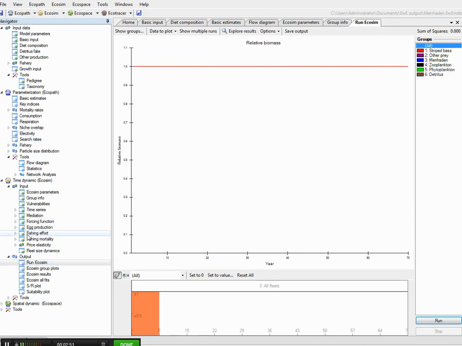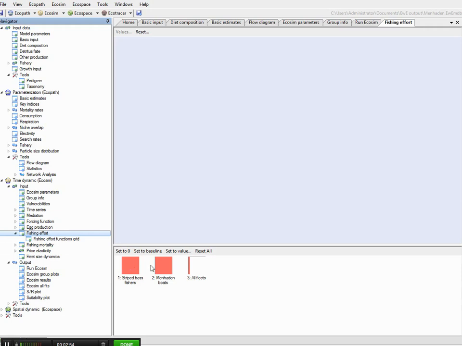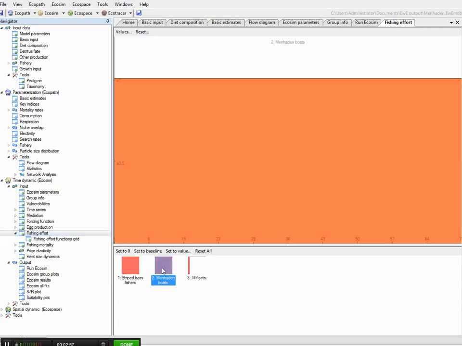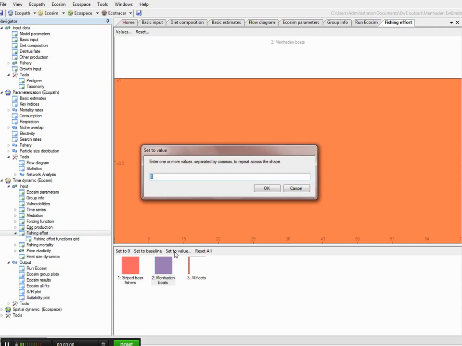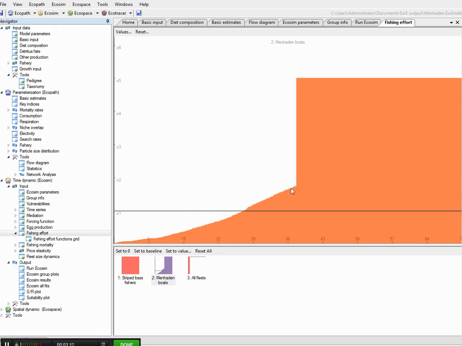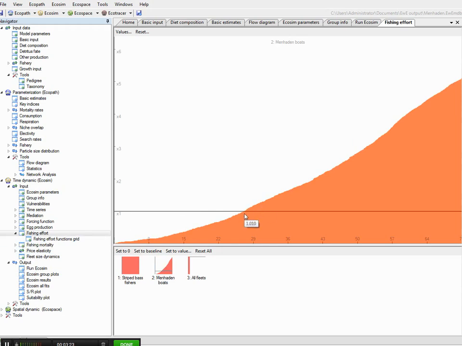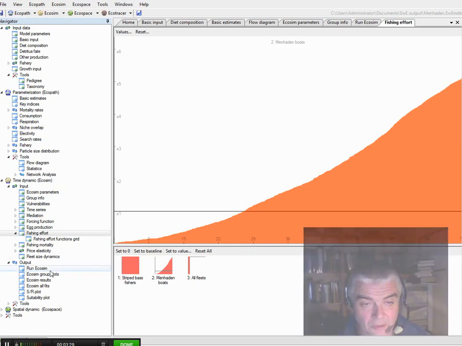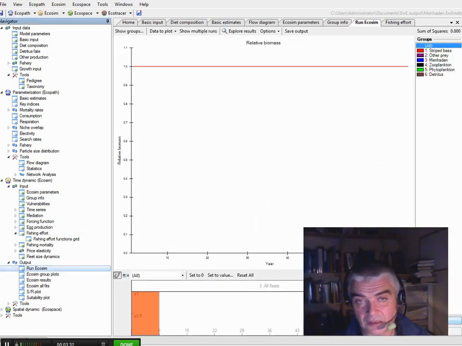Now we want to change the fishing effort, so we click on fishing effort. We want to change the fishing effort only for menhaden, so we'll click on menhaden. First we'll set it to a value, I'll set it to 5. Okay, so that sets it to 5 times the initial value. And now I can just draw from left to right a general increase. So it increases from 0 at the very beginning up to the top value here of 5 times the fishing effort that we set when we set up the Ecopath model. Now we can run EcoSim and we can see what happens. So I run EcoSim this time, click there, then click run.